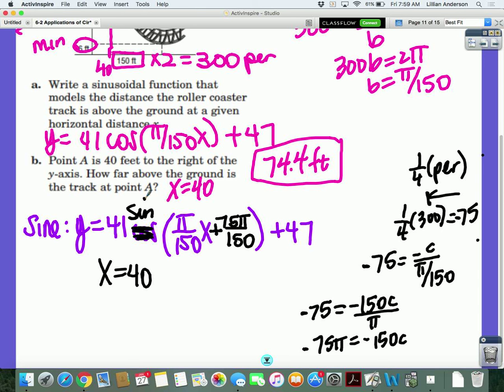Pause the video and do that. Did you get 74.4? You should have. If you didn't, that means you probably didn't plug it in right. But basically, this goes to show that you created the right sine equation.